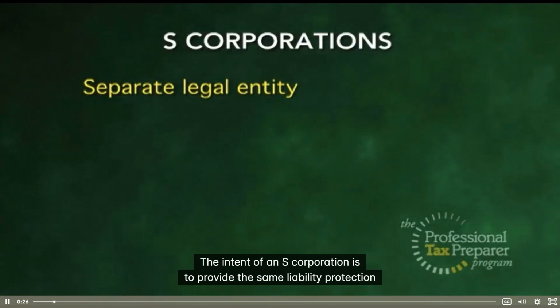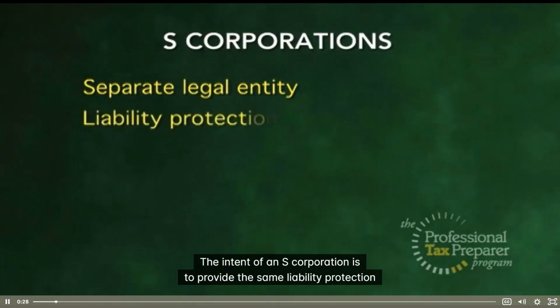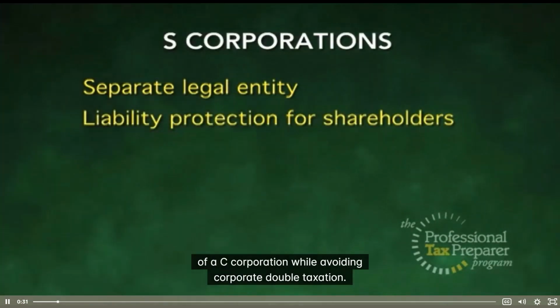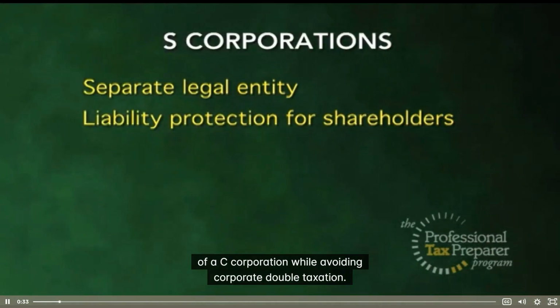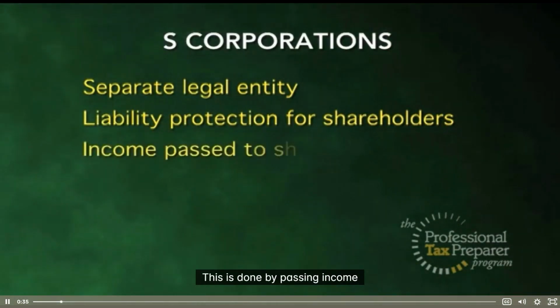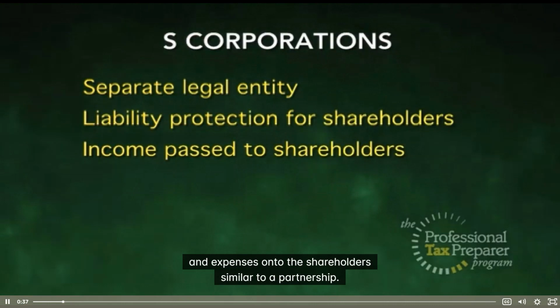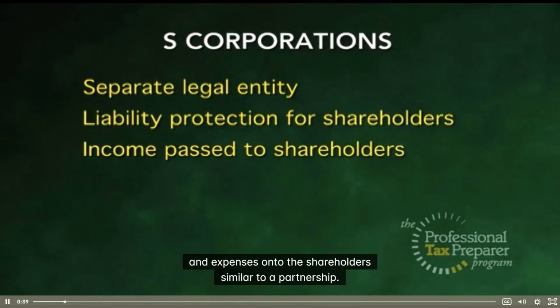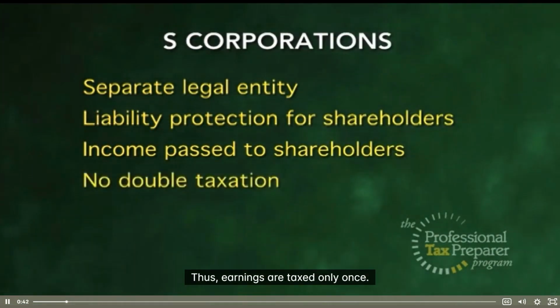The intent of an S corporation is to provide the same liability protection of a C corporation while avoiding corporate double taxation. This is done by passing income and expenses on to the shareholders, similar to a partnership. Thus, earnings are taxed only once.